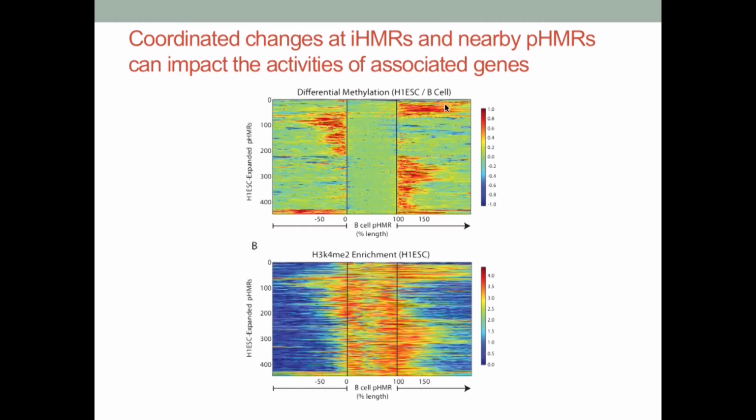So this is the expanded H1 PHMR. Every line represents a promoter HMR in H1, and we're looking at the ratio of methylation in H1 to B cell. We see a region that's very shared in methylation state and a region that expands in hypomethylation in H1. This correlates very well with the pattern we see in similar histone plots. This is the same, except we're not looking at a ratio here, just H3K4 dimethyl enrichment.